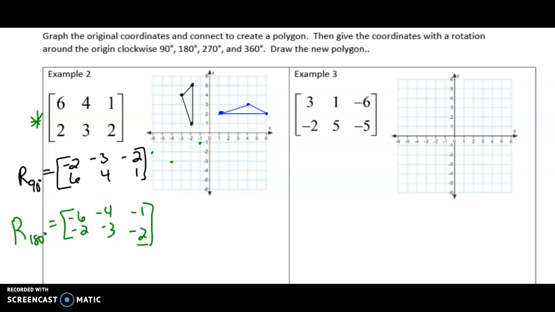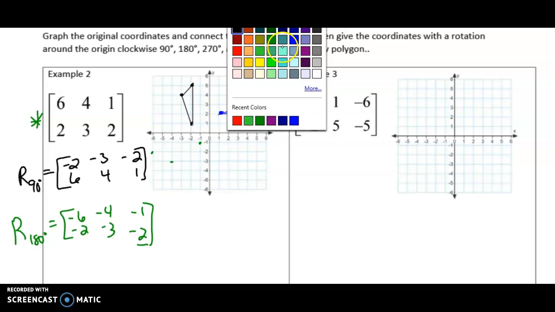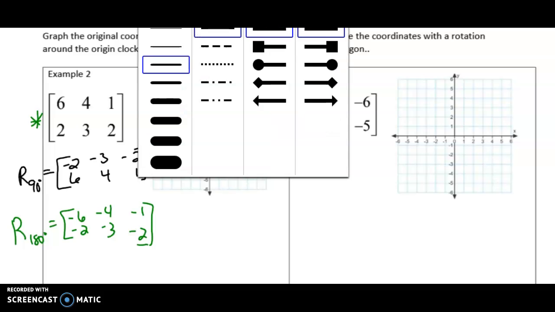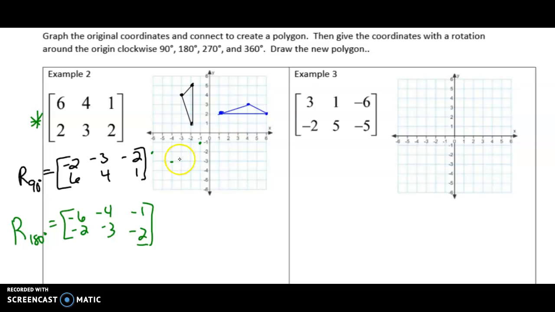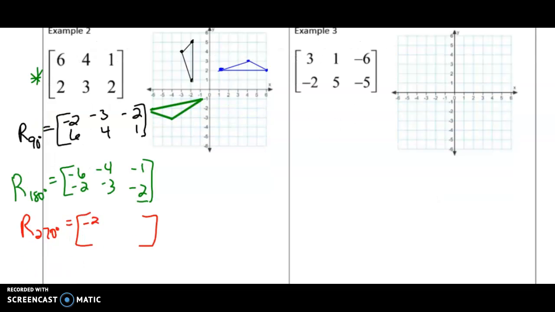All right, try the last one. Rotate 270 degrees. I guess this isn't the last one, but the next one. All right, and finally, if we do 270 degrees, what happens with 270 degrees?